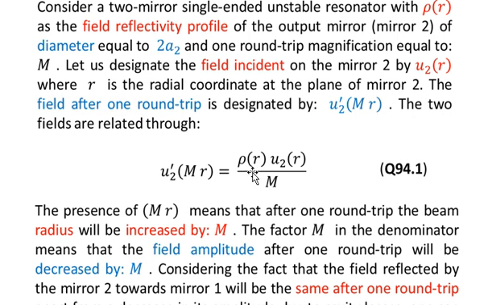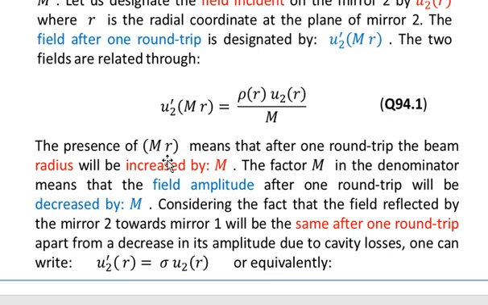Rho of R, as said earlier, is the field reflectivity profile of the mirror 2. U2 of R is the field incident on the mirror 2. Capital M is the magnification for one round trip of the resonator, and U2 prime of MR is the field after one round trip. The presence of MR means that after one round trip, the beam radius will be increased by capital M. The factor M in the denominator means that the field amplitude after one round trip will be decreased by capital M.